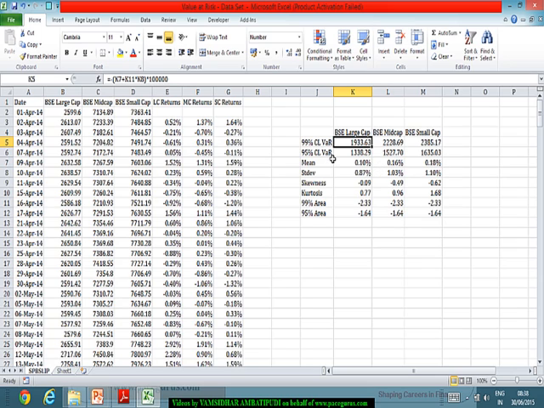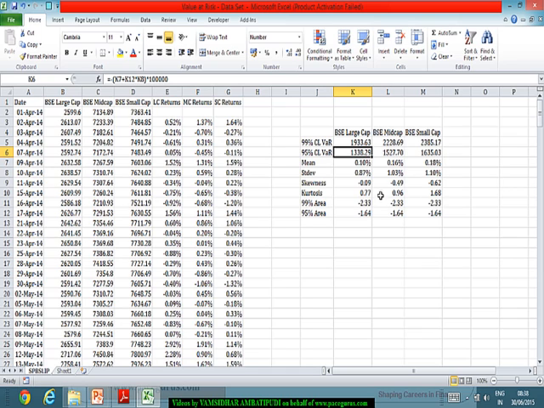What it means is, on a daily basis, on a single day, there is a 1% chance that my loss on the BSE large cap can go above $1,933. If I had invested 100,000, the chance that I will lose more than 1933 on a single day is only 1%. Similarly, there is a 5% chance that I will be losing more than 1338 on a single day.